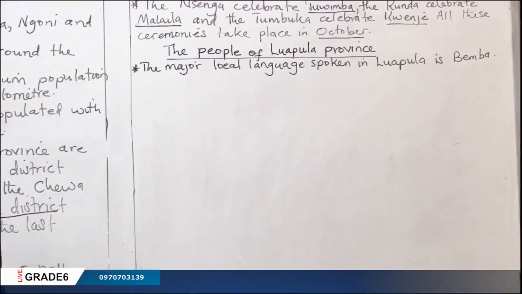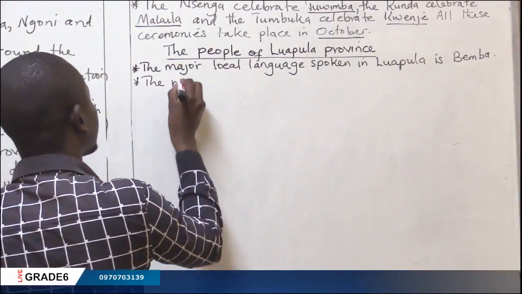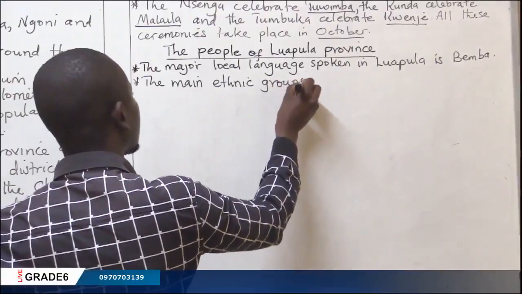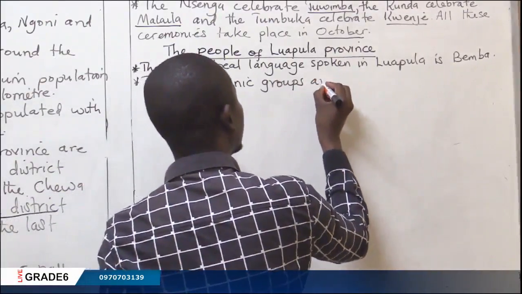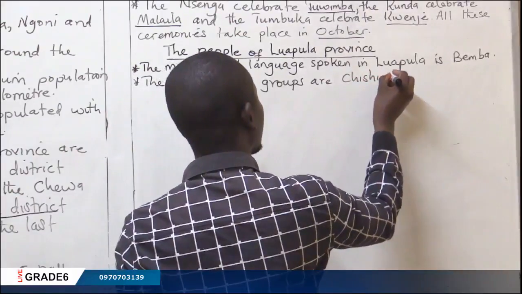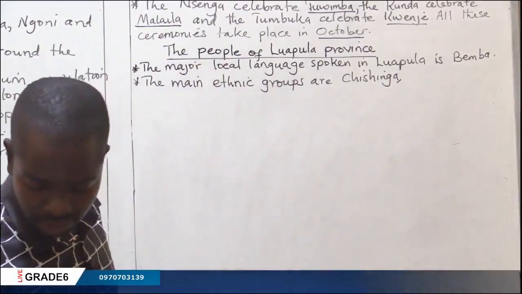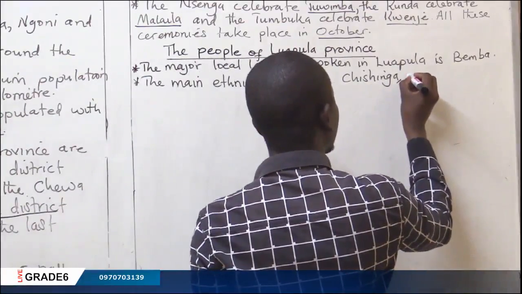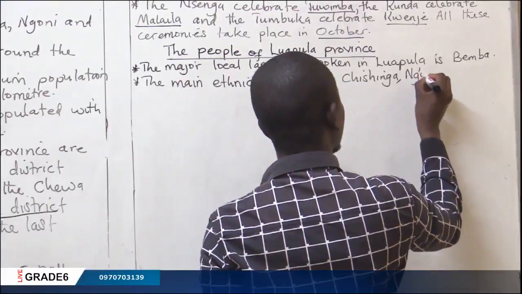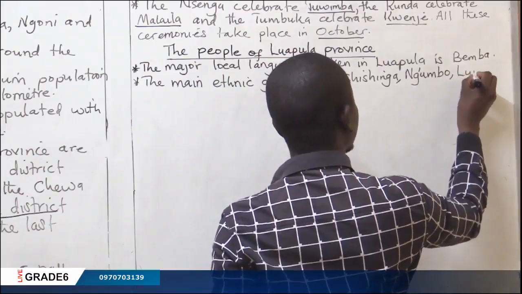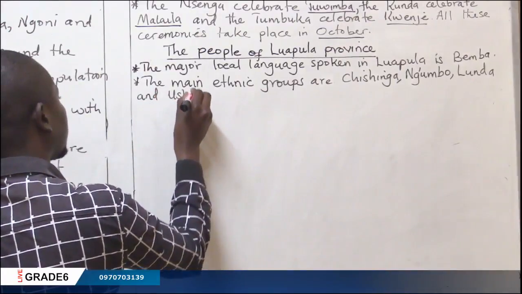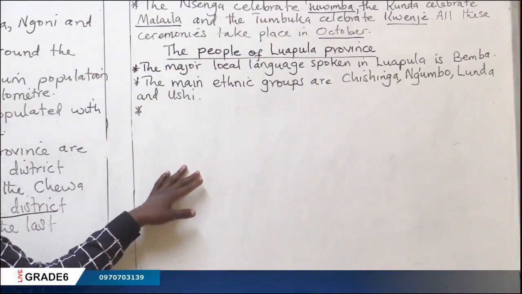The main ethnic groups of Luapula Province are the Chishinga, Lunda, Ngumbo, and Ushi. Those are the main ethnic groups.